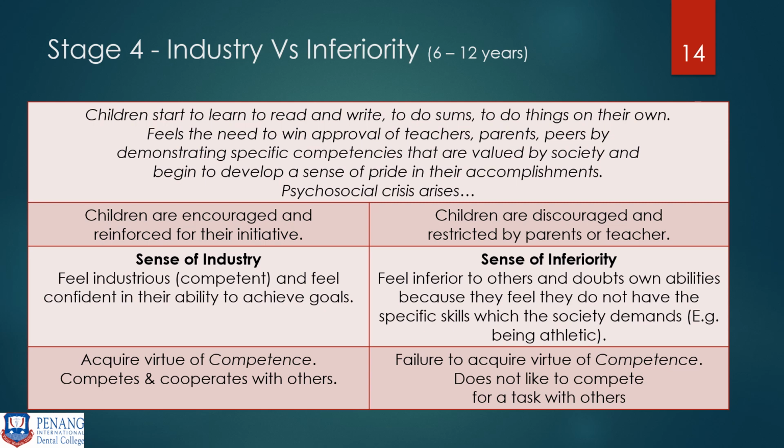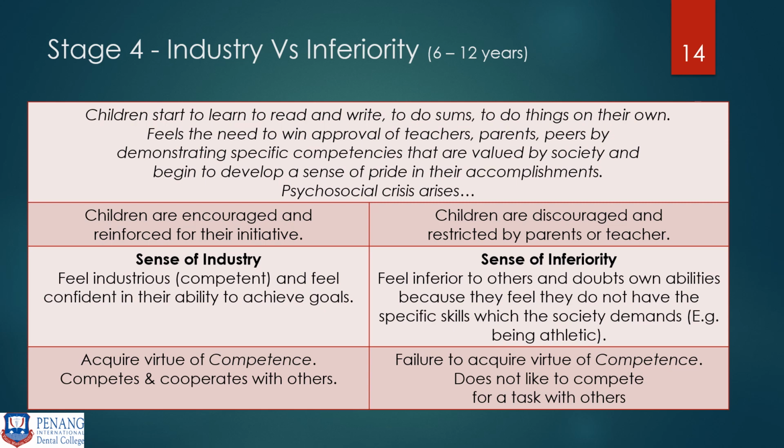Okay, the next stage is stage 4, which is industry versus inferiority. Imagine a child who has developed successfully from the previous stage. Now they've finished their preschool and enter middle school and high school. These are the children who will start to learn more, read more, do more maths, study more language, and they will try to do things on their own.